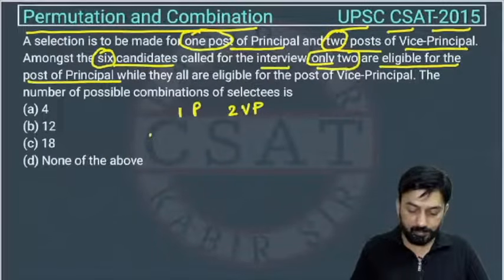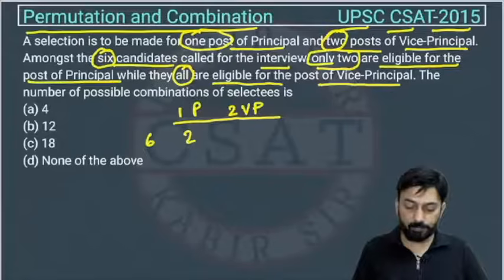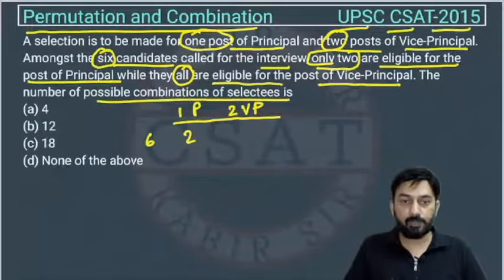Total 6 candidates are called, 2 are eligible for principal, while all 6 are available for vice principal. The number of possible combinations of selectees is, right? So this is a standard problem of combination.